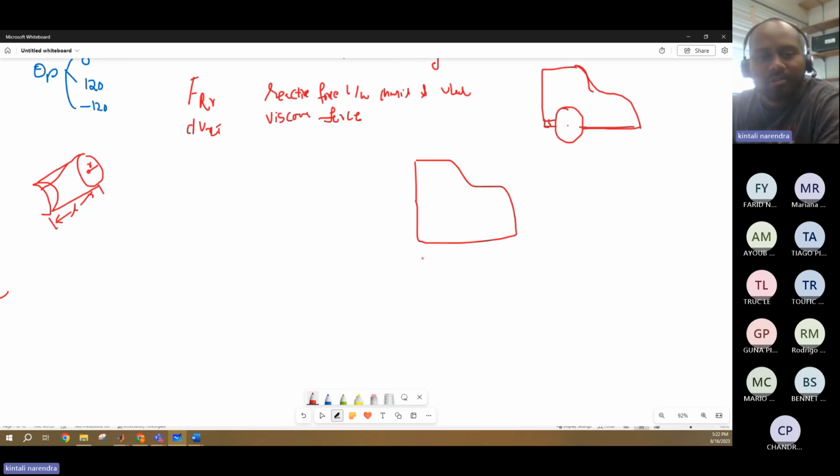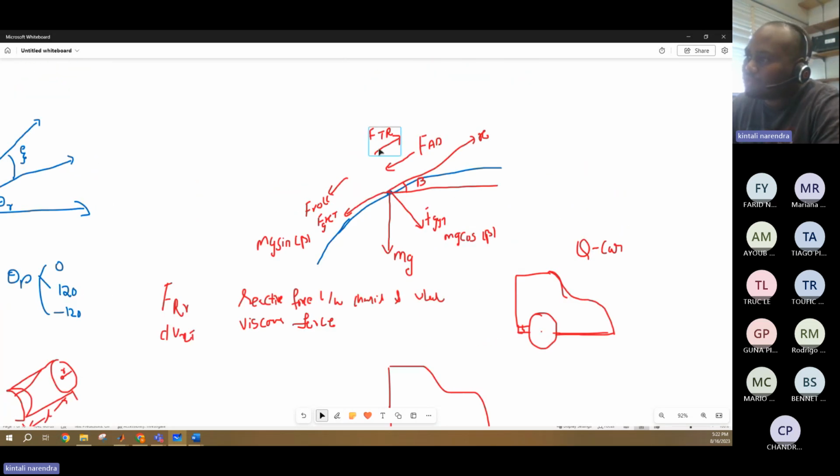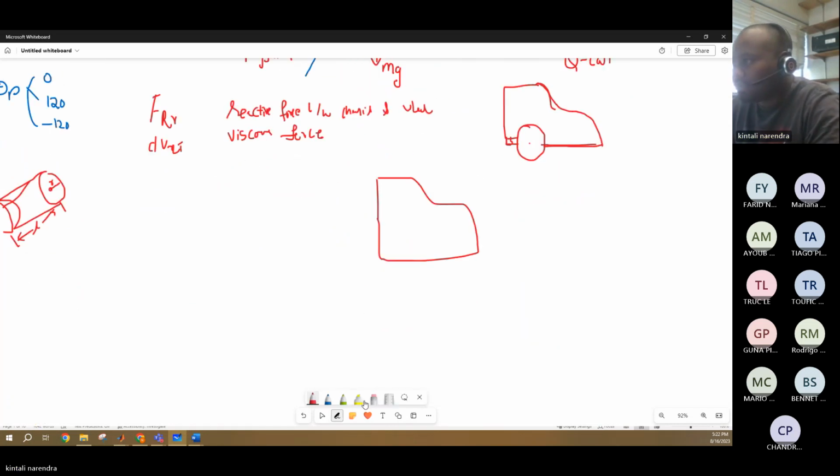In the chassis, you have the engine. As the engine moves, torque will be developed, and once the torque is developed, the wheel rotates. If the wheel is rotating, the vehicle will be moving forward. So the force with which the vehicle moves forward is called FTR, the tractive force. The vehicle is moving with the help of this force.